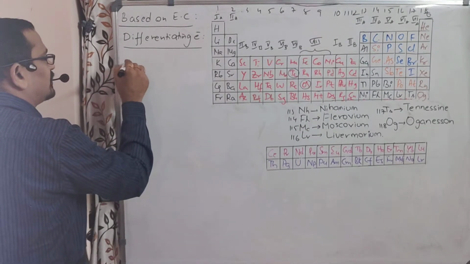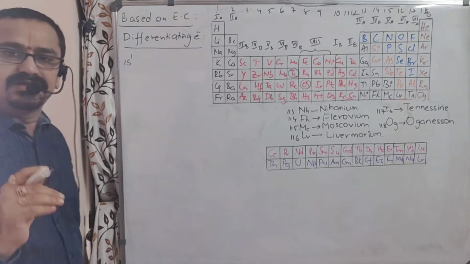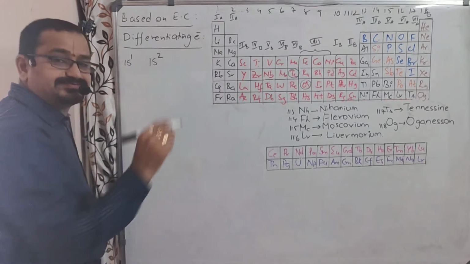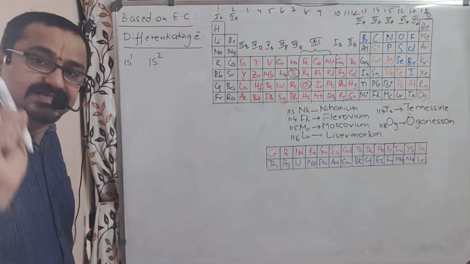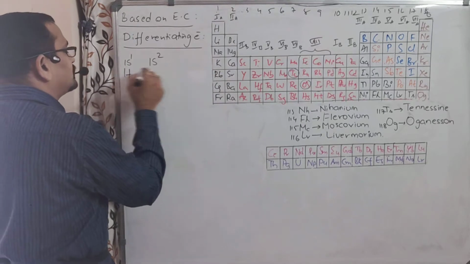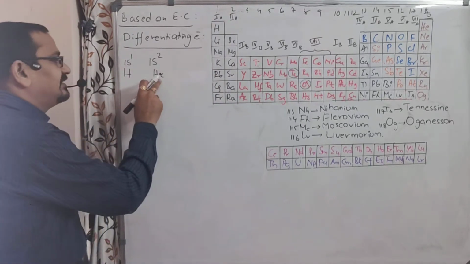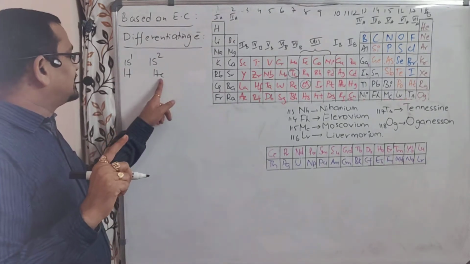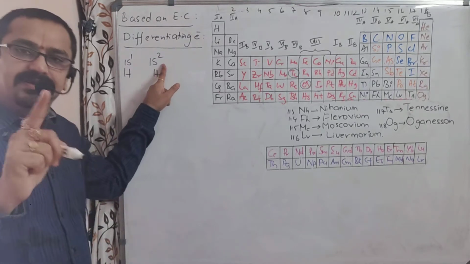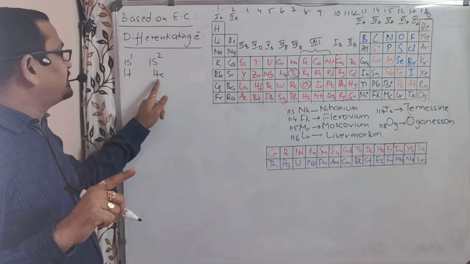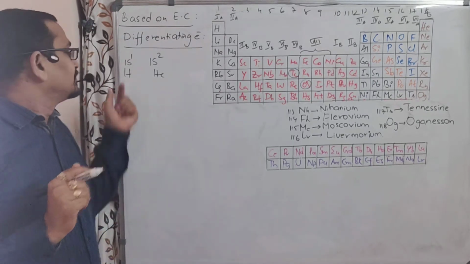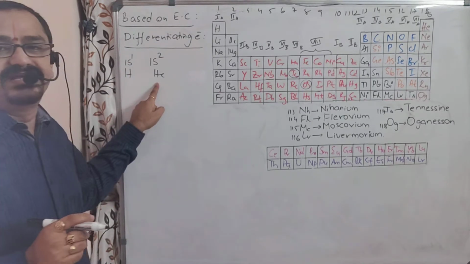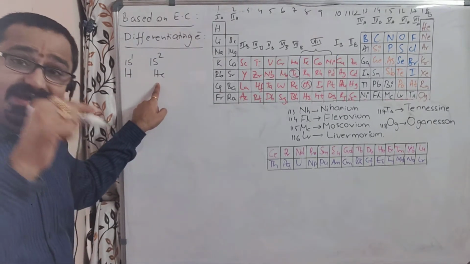Suppose you take hydrogen, 1s1. Hydrogen's electronic configuration is 1s1, and helium's configuration is 1s2. Among hydrogen and helium, helium differs from hydrogen by one electron. Yes or no? Helium differs from hydrogen by one electron. That one particular electron by which an element differs from its previous member is said to be its differentiating electron. It is the differentiating electron of helium.